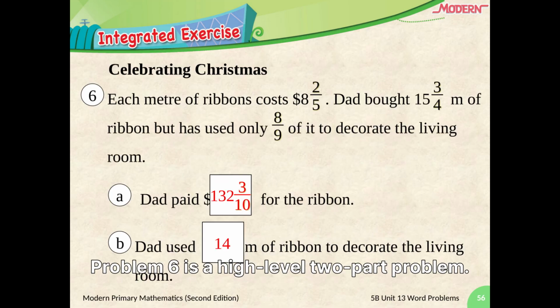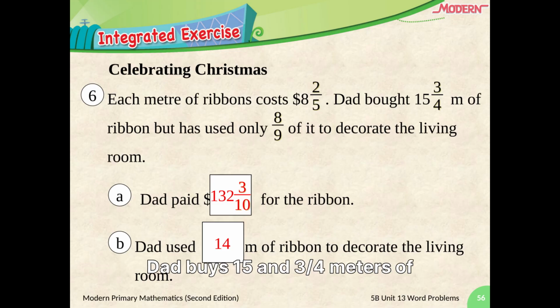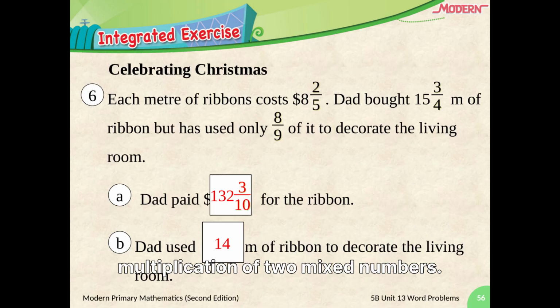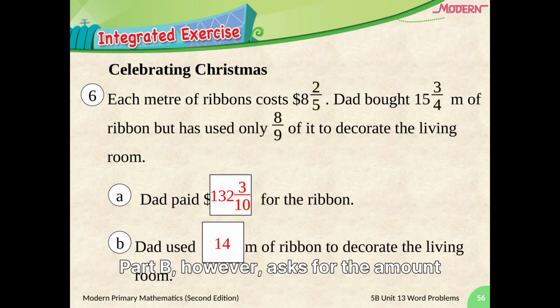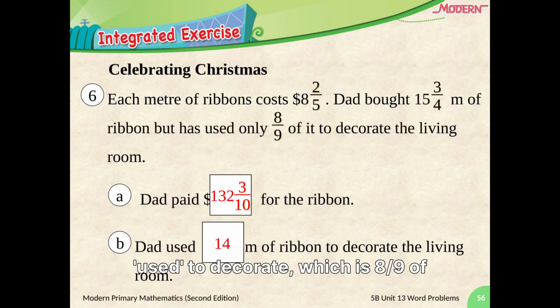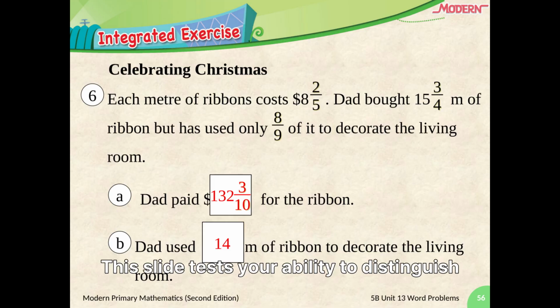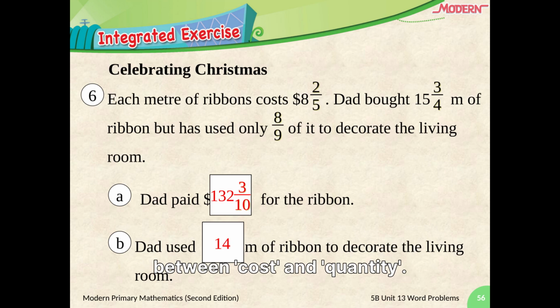Problem 6 is a high-level 2-part problem. Dad buys 15 and 3/4 meters of ribbon at $8 and 2/5 dollars per meter. Part A asks for the total paid, a multiplication of two mixed numbers. Part B, however, asks for the amount used to decorate, which is 8/9 of the total length purchased. This slide tests your ability to distinguish between cost and quantity.